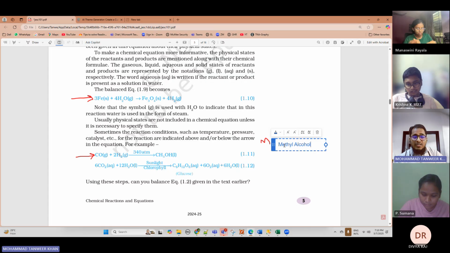CH3OH, which is known as methyl alcohol. It is also known as, in short, methanol. Please make a note.